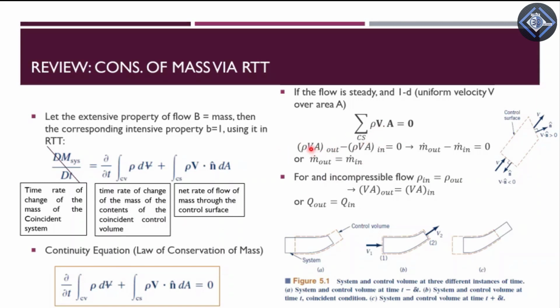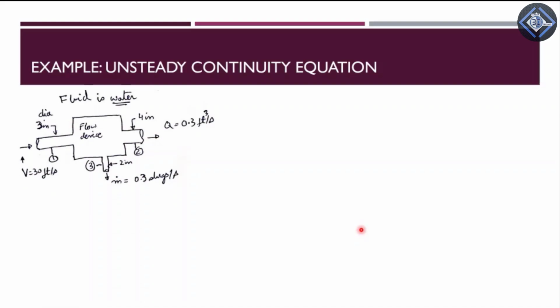Then we can write it as rho VA out minus rho VA in. So all the inlets will be subtracted and all the outlets will be added together. This means that mass flow rate out minus mass flow rate in should be 0, or mass flow rate out is equal to mass flow rate in. So the law of conservation of mass, or the continuity equation for steady one-dimensional flow, is m dot out equal to m dot in. Same goes if the flow is incompressible, then rho in is rho out. In that case, the volumetric flow rate at the outlet is equal to the volumetric flow rate at the inlet.